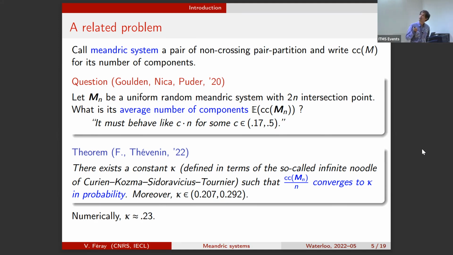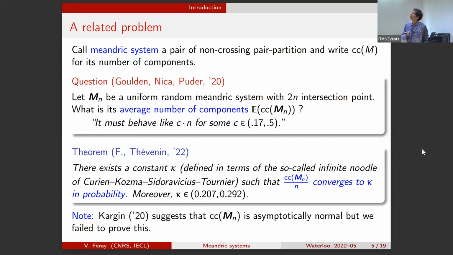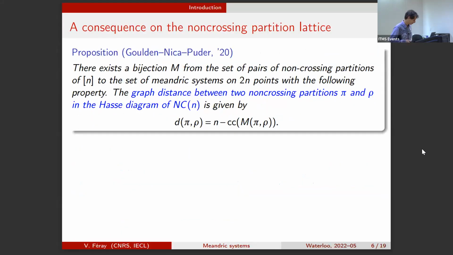But before doing that, I would like to mention that this theorem also has a nice interpretation if you look at the lattice of non-crossing partitions. This was explained in the paper of Goulden, Nica, and Puder, that it's equivalent to look at this question and at some question in this lattice. I forgot to say that. I will not redefine what a non-crossing partition is. I think most of you know, and if you don't, you will be able to follow the rest of the talk. Anyway, it's somehow a parenthesis.